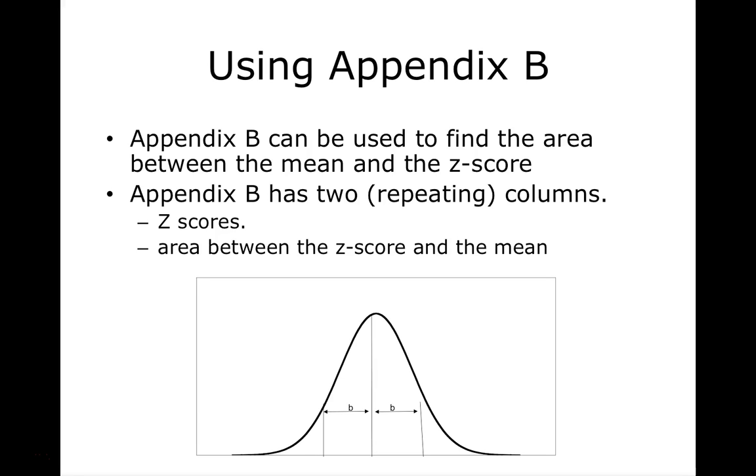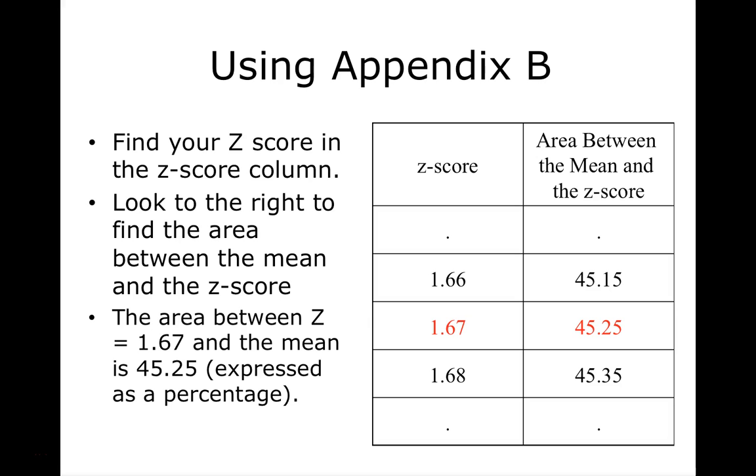But the two columns in Appendix B, Table B1, are the z-score column and the area between the z-score and the mean. So let's say we want to use Table B1, Appendix B, to find out the area between the mean and the individual z-score that we're looking at. So let's say we have an individual score, we've turned that into a z-score, and we want to see what the area between the mean and the z-score is. So we'll find our z-score in this z-score column, and we'll look to the right to find the area between the mean and the z-score.